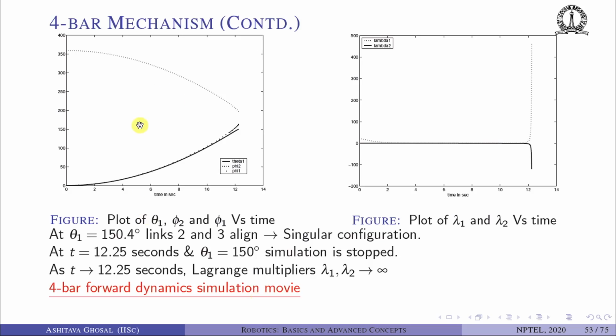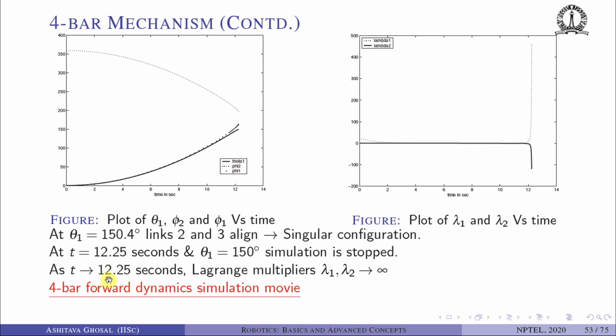So we can simulate this 4-bar mechanism. We can plot theta 1, phi 1, and phi 2. Theta 1 is this dark line, phi 2 is this other line, and this is phi 1. What you can see is that around 150.4 degrees links 2 and 3 align. So this is a singular configuration. For this, we don't need to solve the equations of motion. We can just do geometry. You can draw the triangle and measure the angle. So at t equals 12.25 seconds, theta 1 is 150 degrees, and the simulation is stopped.